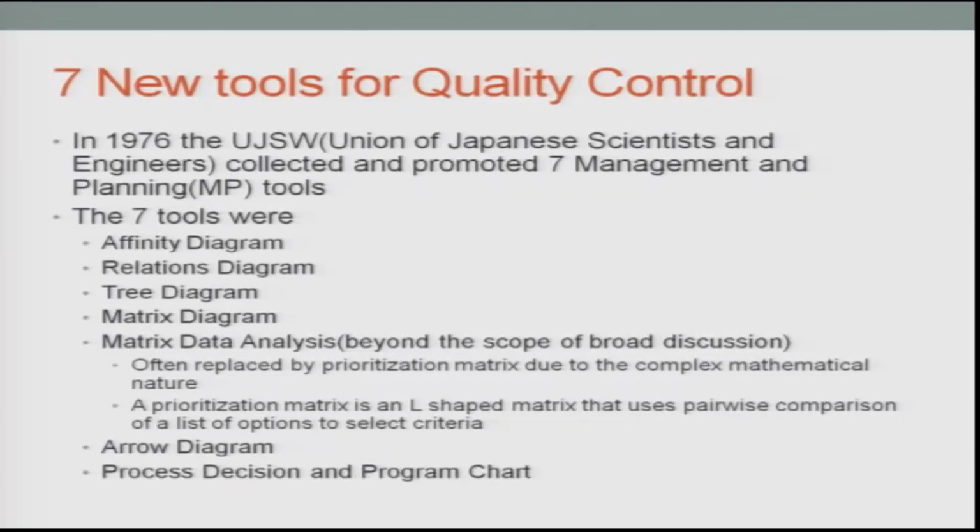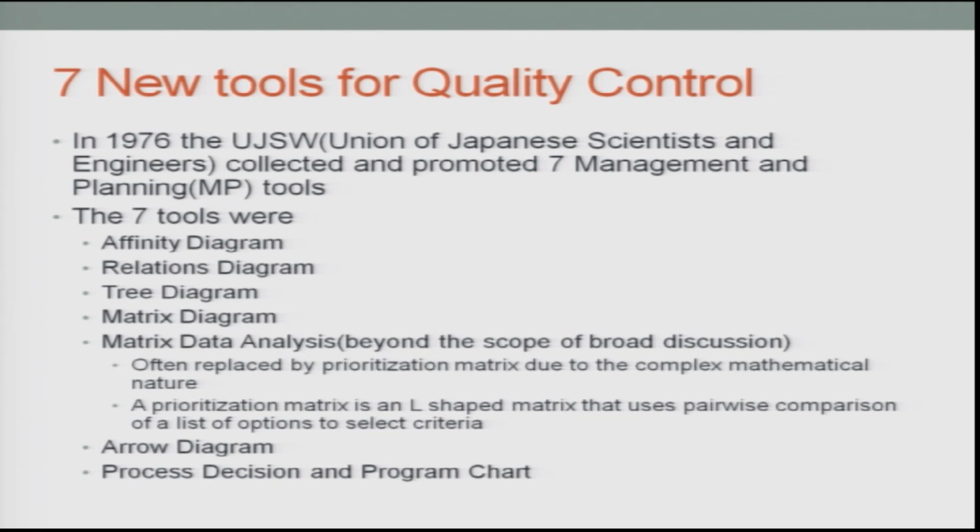So, continuing with the 7 tools for quality control. One is the affinity diagram, then you have the relationship diagram, then you have the tree diagram, the matrix diagram and the matrix data analysis. So, beyond the general course I will just discuss them as they are important.